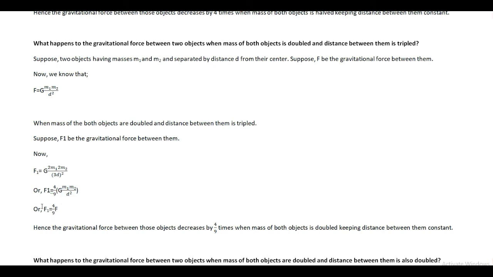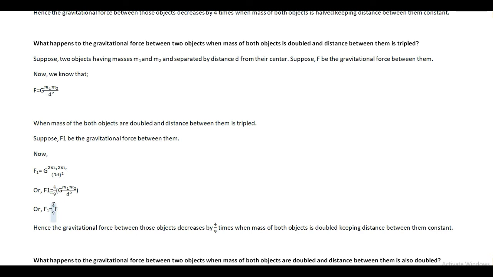So here we have obtained F1 equals to 4 by 9 F, because in the place of G m1 into m2 by d square we have written here F, because F equals G m1 into m2 by d square above here. So from here we are seeing that the final gravitational force F1 equals 4 by 9 times the initial gravitational force F.